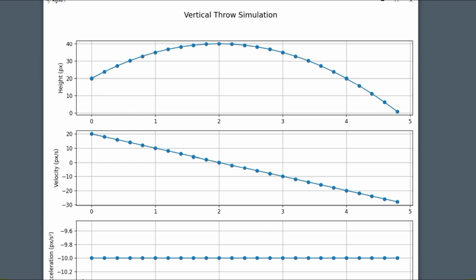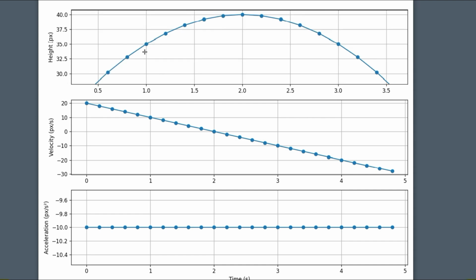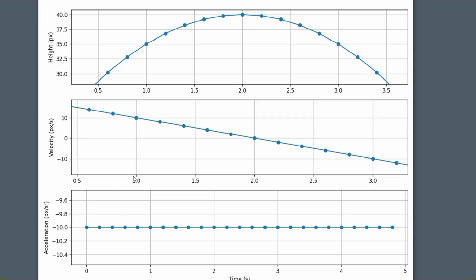So it holds good for other points as well. Let me zoom in. Consider this height, 35. The corresponding 35 is over here at 3 seconds. Let's see what's happening with the velocity. At 3 seconds, the velocity is minus 10. At 1 second, the velocity is plus 10. Can you see the magnitudes are the same? The speed is the same, 10 and 10. It's so for every point, guys, provided the height is the same.